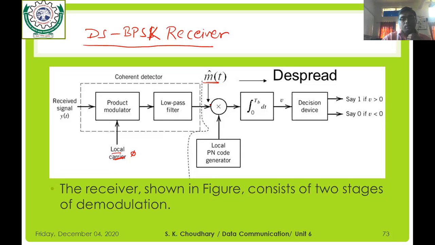This signal is now again mixed with the PN sequence generated by the local PN code generator, which is nothing but a replica of the PN code generator used at the transmitter end. The output of this product modulator is integrated through an integrator, which is nothing but a filter, and it generates the output signal V. Again, it is passed through a decision device having a threshold. If the signal V is greater than the threshold value 0, then it is binary 1, and if it is less than 0, it is binary 0.